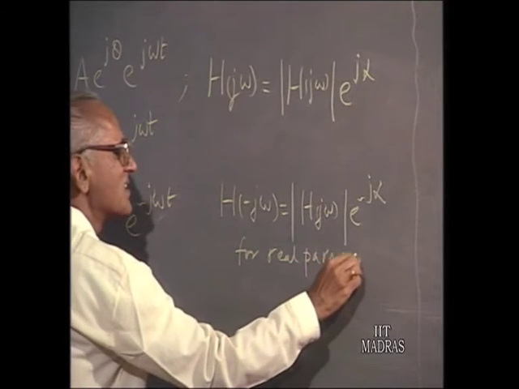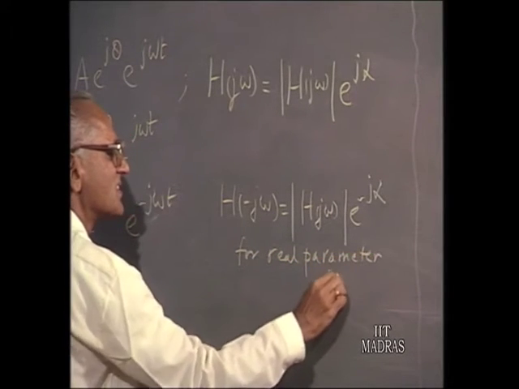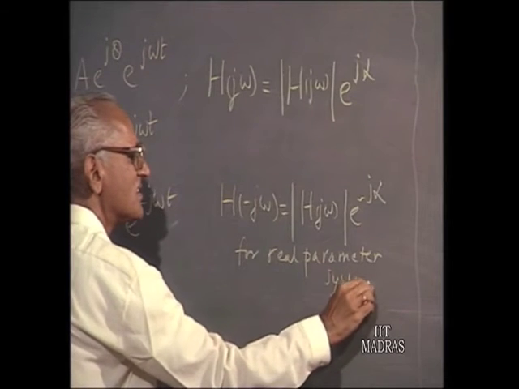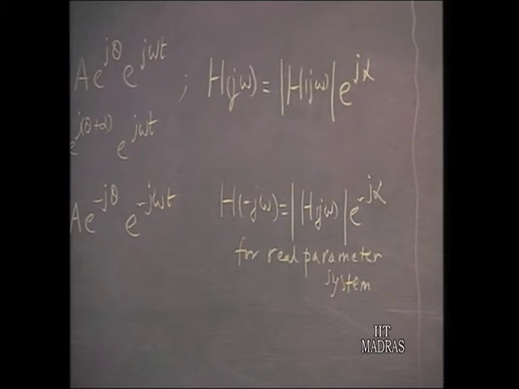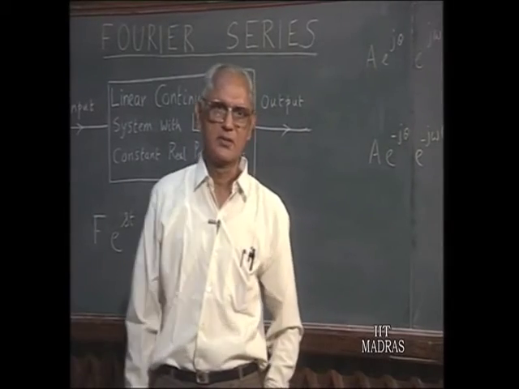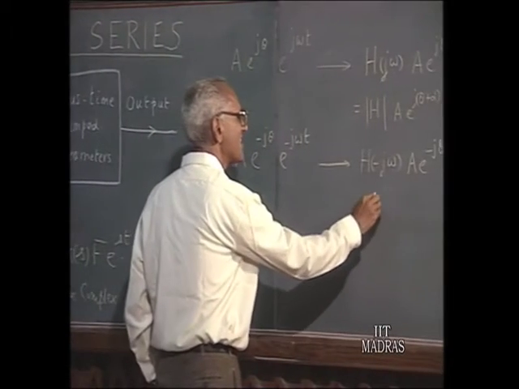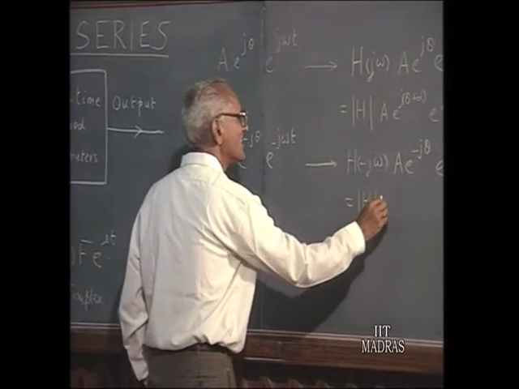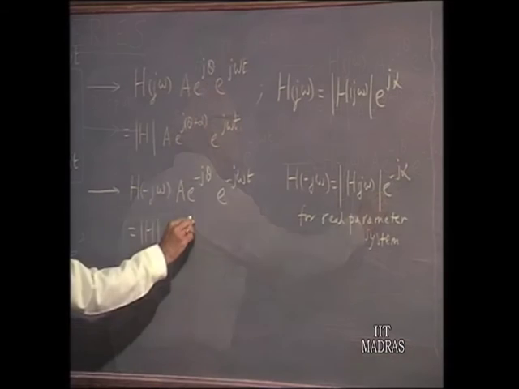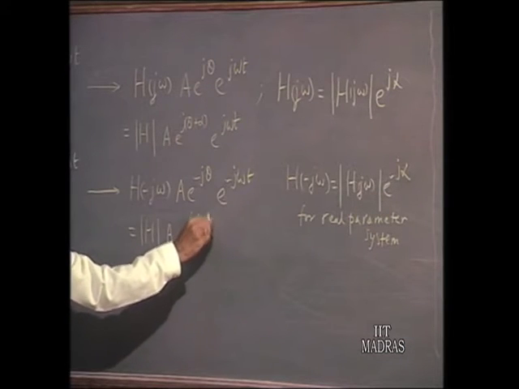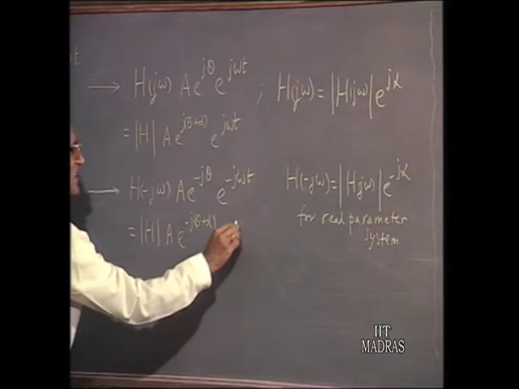For a real parameter. What do we mean by real parameter system? Suppose you take a circuit as an example, we are saying R, L and C have real values. Hence, I can write this as |H| a e to the power of minus j theta plus alpha e to the power of minus j omega t.